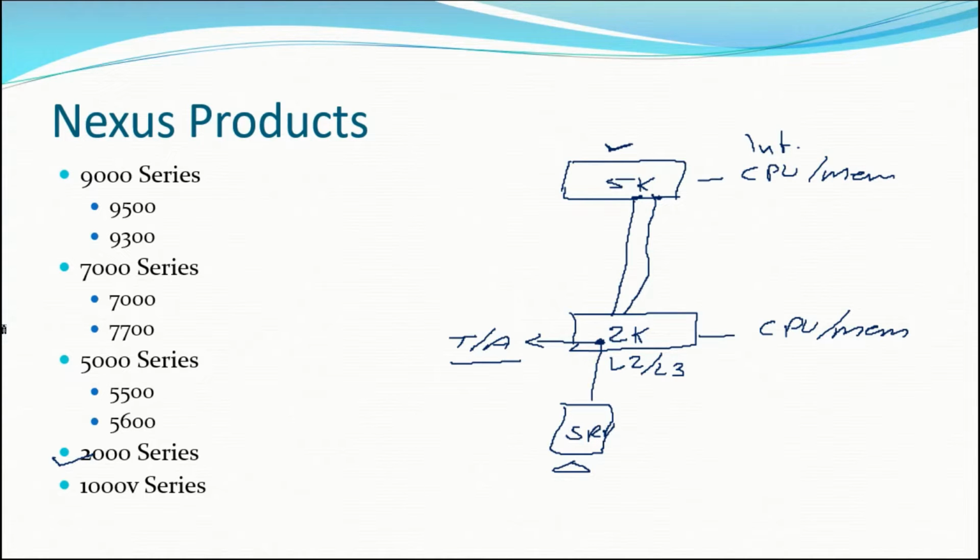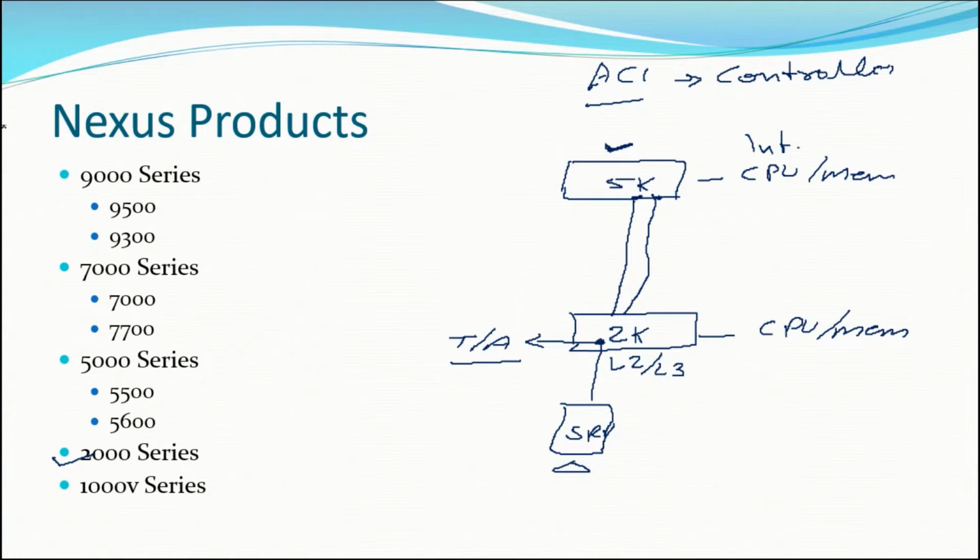Make sense? So if the upstream device is an ACI architecture with a spine and leaf, we have to do this 2K configuration from ACI itself. In the case of ACI, we don't need to log into any of the upstream devices. We have to log into the controller, which we will discuss in the ACI class.